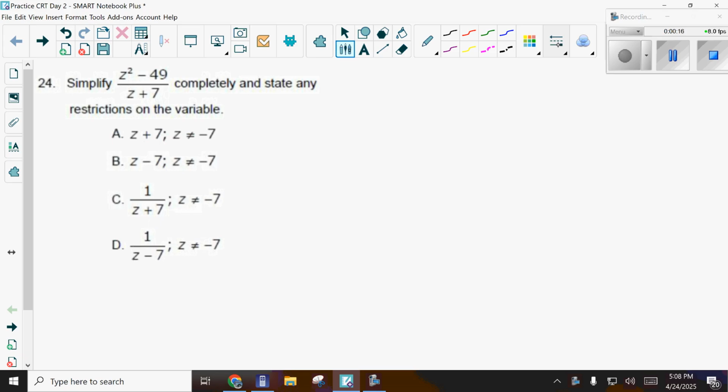If you notice the first one, it's a difference in squares. So that means you should be able to square root each term. Don't put the negative inside the square root because that's not how we do it. So that should give us a z and a 7, which means that the other one is also going to be z and 7. And then one's going to be a plus, the other is going to be a minus. And then down at the bottom, we have z plus 7.